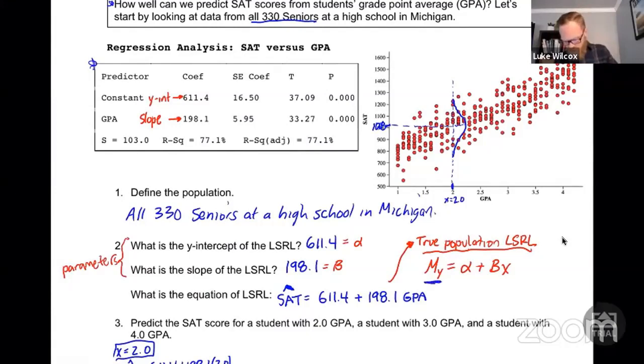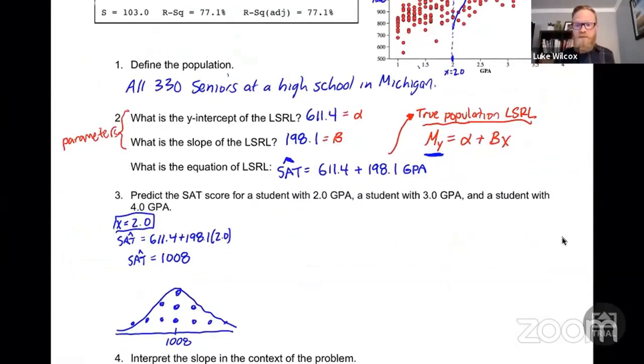This is precisely why we're using this notation here, right? We're actually not just predicting the SAT score for a single student with a 2.0 GPA. We are predicting the mean SAT score for all students that have a 2.0 GPA, which we would expect to be at the center of this normal distribution that we have here.